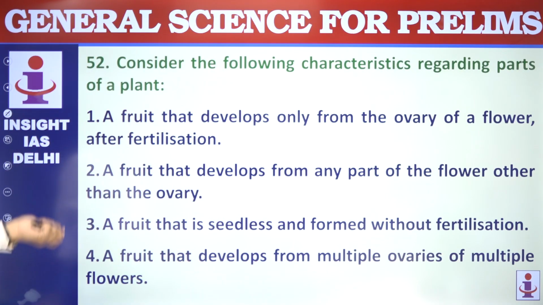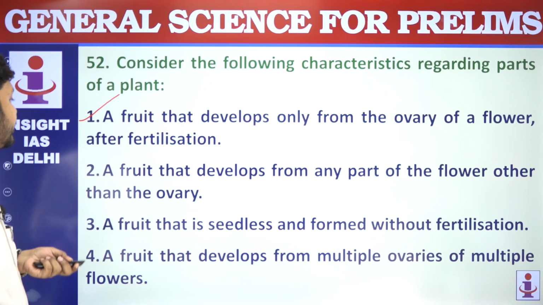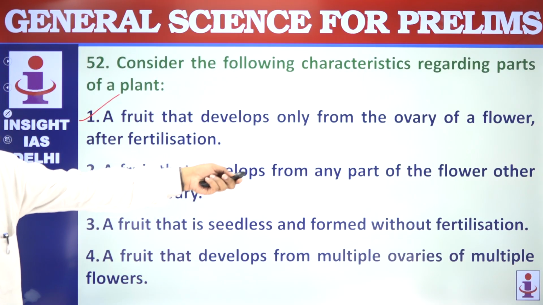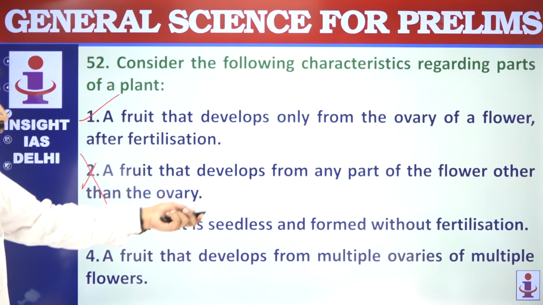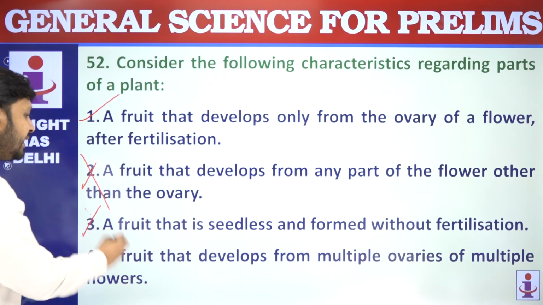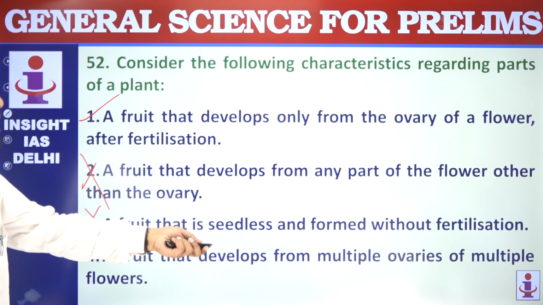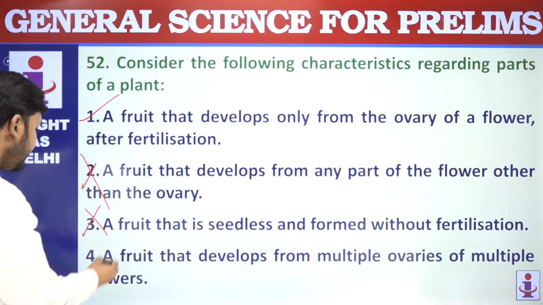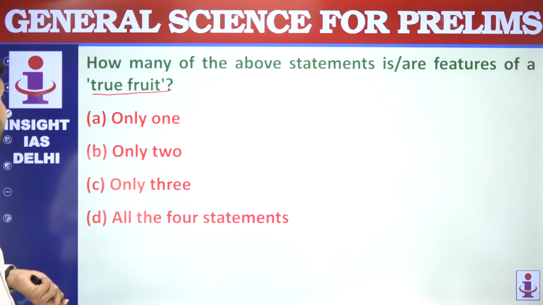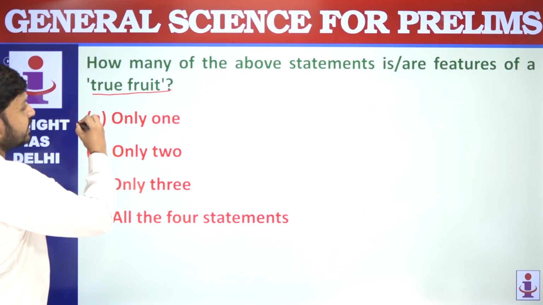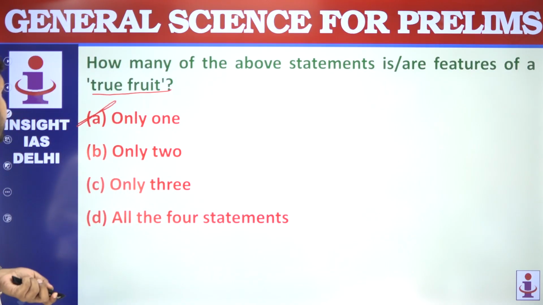So let's read the statements. A fruit that develops only from the ovary of the flower after fertilization. A fruit that develops from any part of the flower other than ovary. A fruit that is seedless and formed without fertilization. Seedless banana, seedless grapes, all this will come here. A fruit that develops from multiple ovaries of multiple flowers. This is also wrong because pineapple is the example. So only one statement is correct out of all, and they are asking for the correct ones. So A will be the answer. Okay, so let's go to the next one.